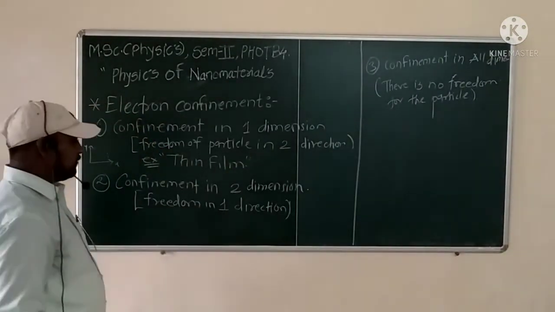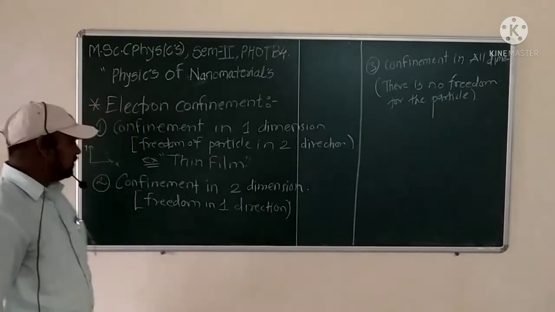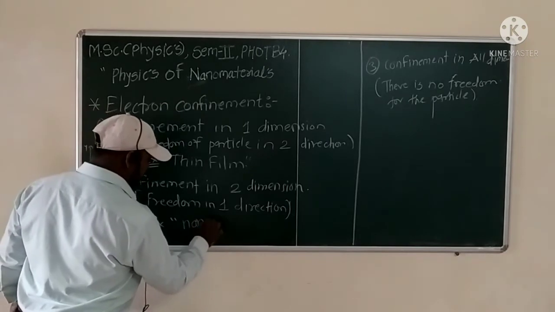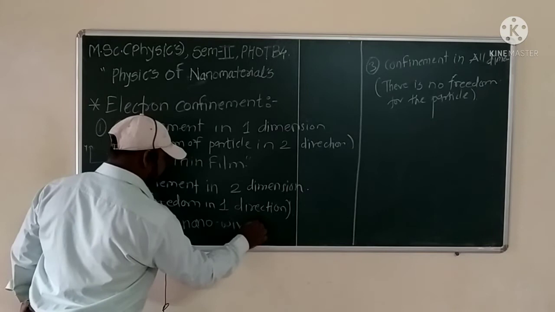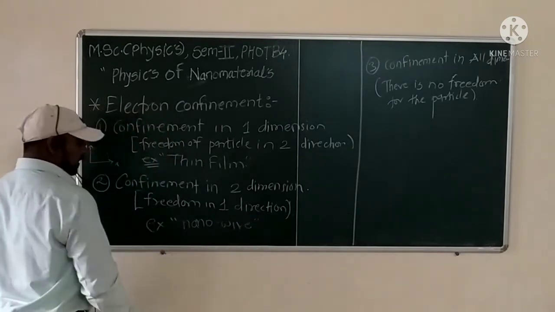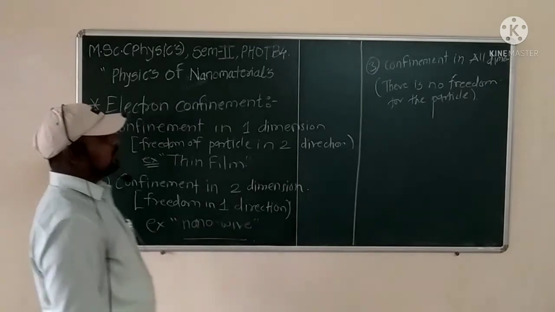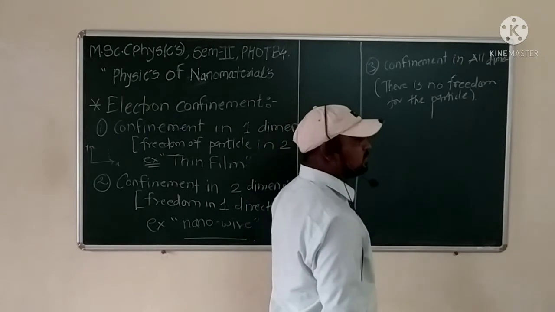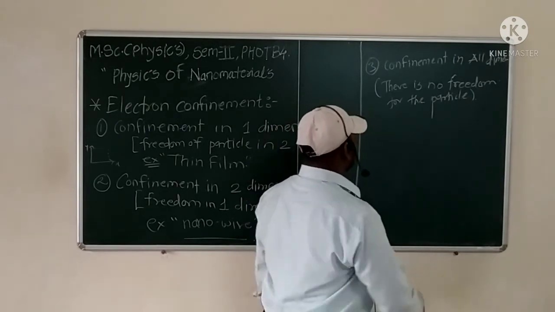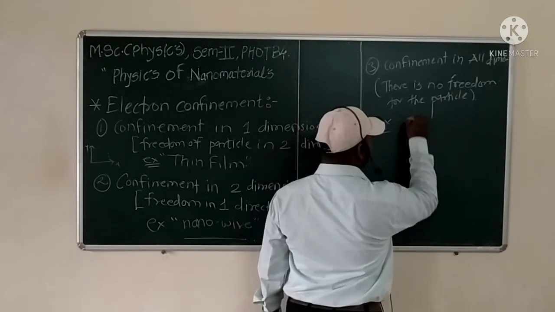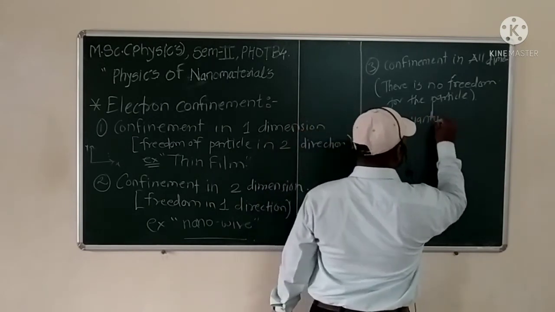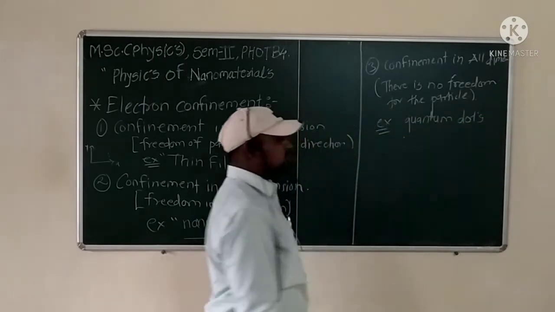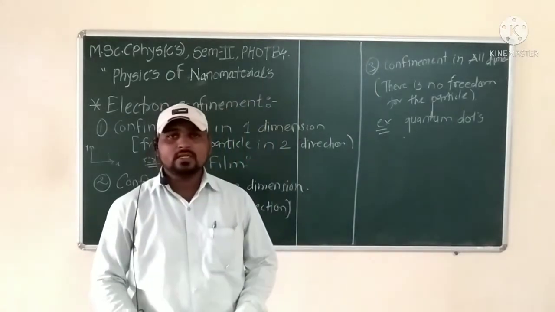And the second, confinement in two dimensions, that is freedom in one direction only. So for this case, we study nanowires, right? Wires are extended only in one direction. But what about confinement in all dimensions, that is, there is no freedom for the particle. This particle has no extension in space. So this has an example known as quantum dots, right? A dot is not extended along the x direction, y direction, or z direction.